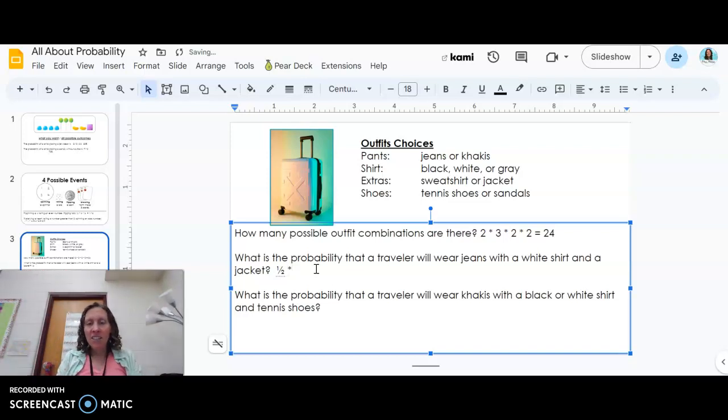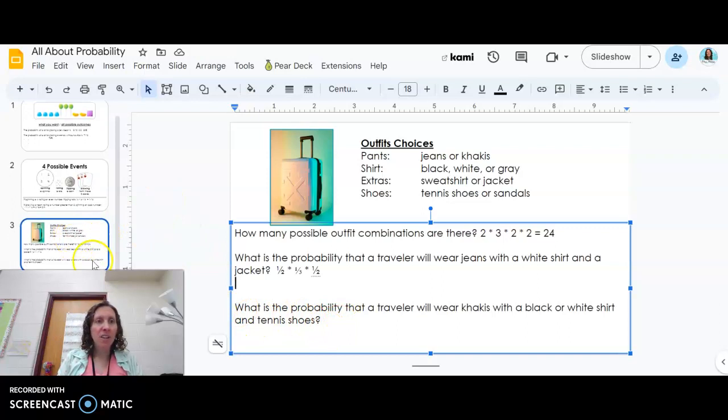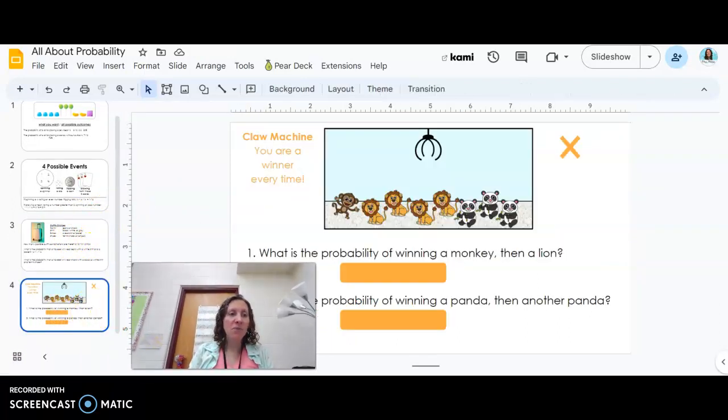All right, then a white shirt. A white shirt is one of the 3 shirt possibilities. And then a jacket. Well, they have a sweatshirt or a jacket. So there is a 1/2 chance that they are going to pick a jacket. So we would multiply all of those together. All right, I'm going to skip that last one there because I don't want this video to be super long. Let's go to this one.